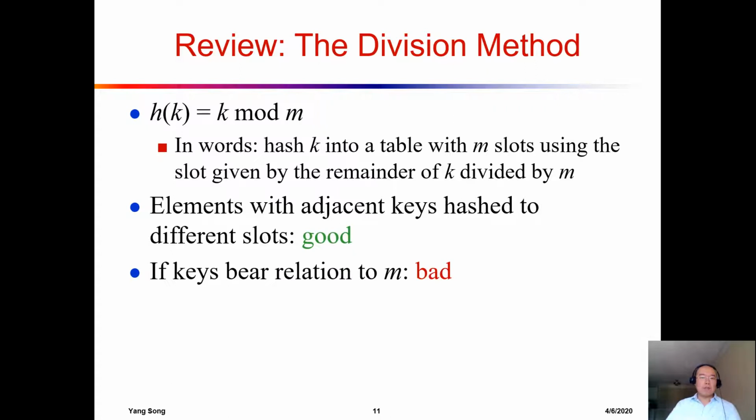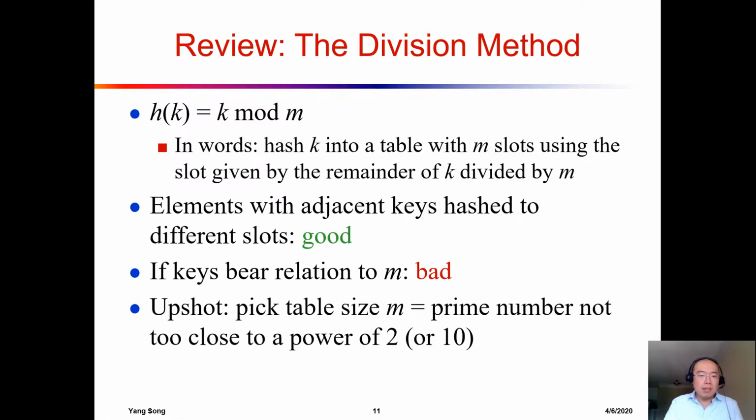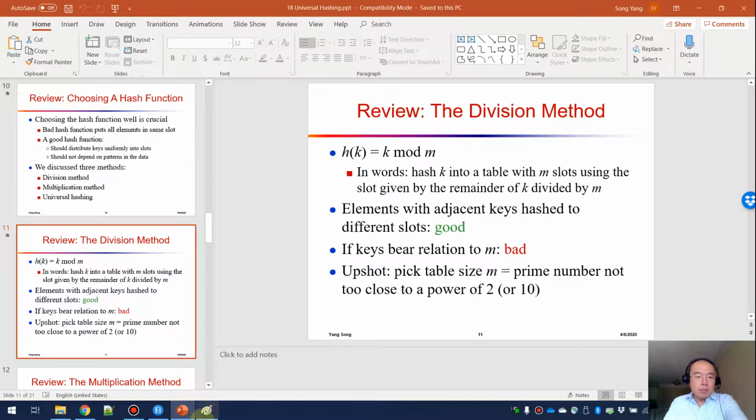If we are dealing with adjacent keys hashed to different slots, that is a very good case. For example, we send 1 and it goes to slot 1. We send 2, it goes to slot 2. We send 3, it goes to slot 3. So if we are dealing with adjacent keys, that is a perfect hashing function. But if the keys bear a relation to m, then that is bad. So what do I mean here?